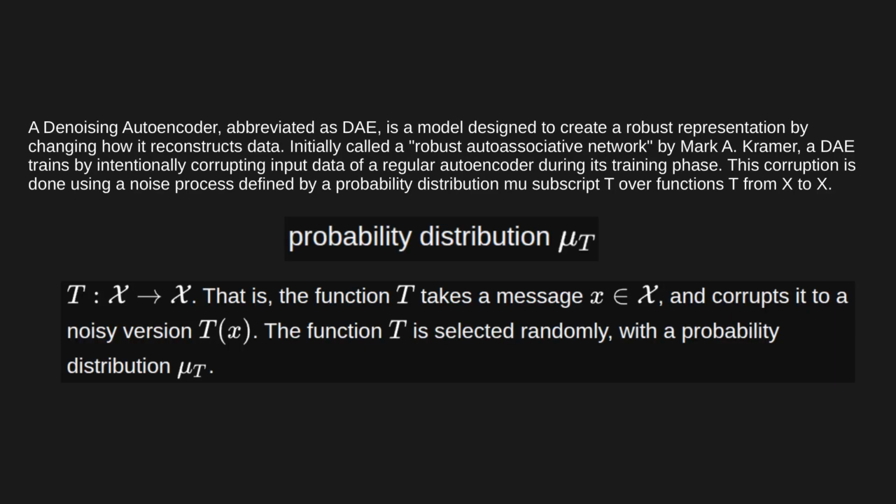A denoising autoencoder, abbreviated as DAE, is a model designed to create a robust representation by changing how it reconstructs data. Initially called a robust autoassociative network by Mark A. Kramer, a DAE trains by intentionally corrupting input data of a regular autoencoder during its training phase. This corruption is done using a noise process defined by a probability distribution mu_T over functions T from X to X.